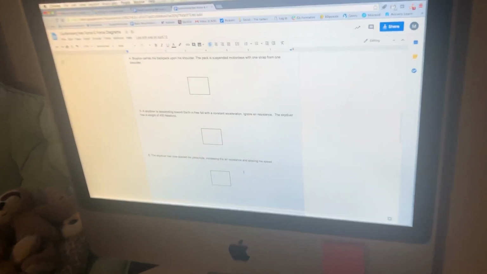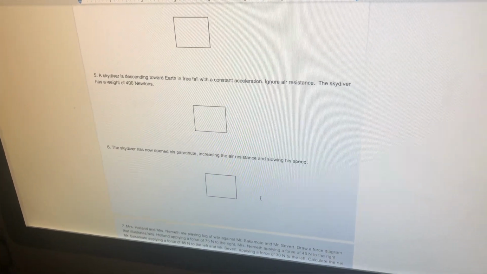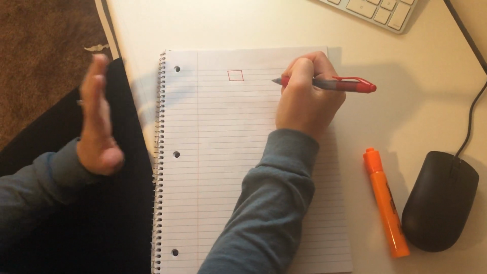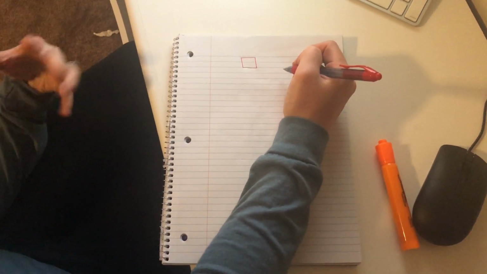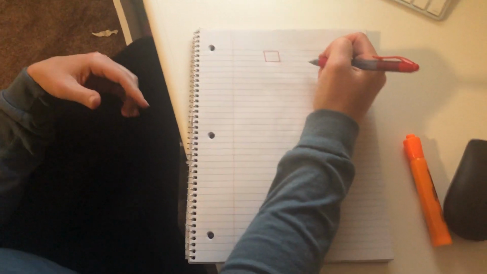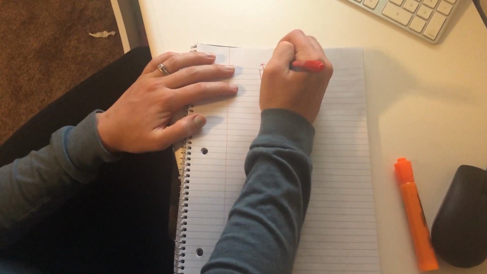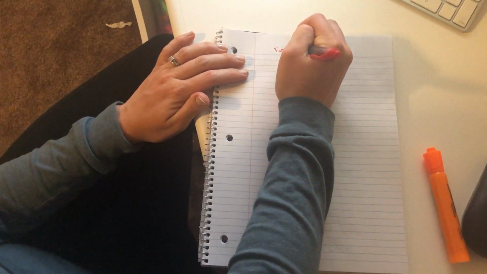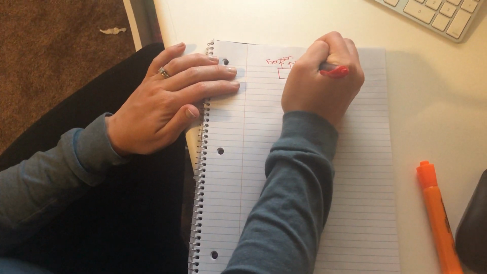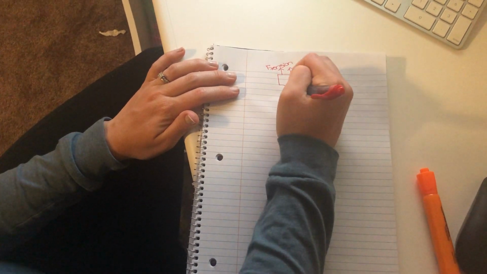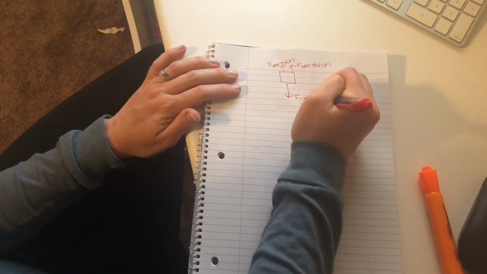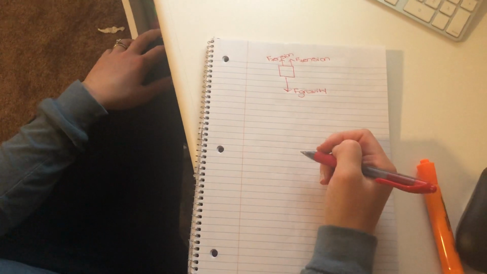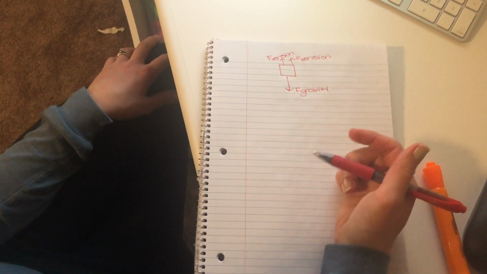All right, number 6. The skydiver has now opened his parachute, increasing the air resistance and slowing his speed. So here's my skydiver again. Now I've opened the parachute, so if you know what a parachute is, there is a strap. You could represent this a couple different ways. Usually a parachute would have 2 straps hanging from it, so you could label those tension, and then gravity is still pulling down. And this one doesn't have any values. We know gravity's pulling down with 400, but we don't know how much the air resistance was increased, okay?